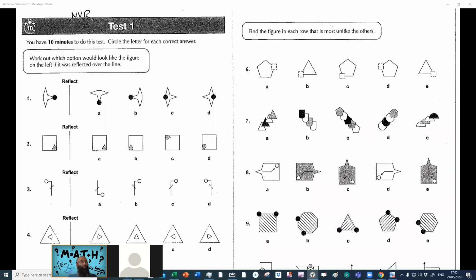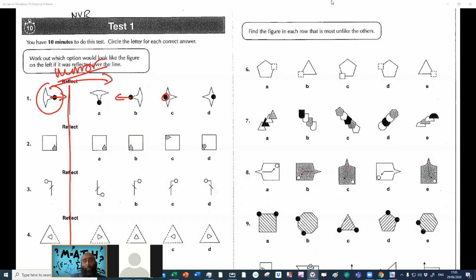Question number 1. It says reflect the shape on the left hand side onto the right hand side. Here's our mirror, all the way down here. When you reflect this shape from here to the other side, this one's pointing towards it. This one will be pointing towards it.